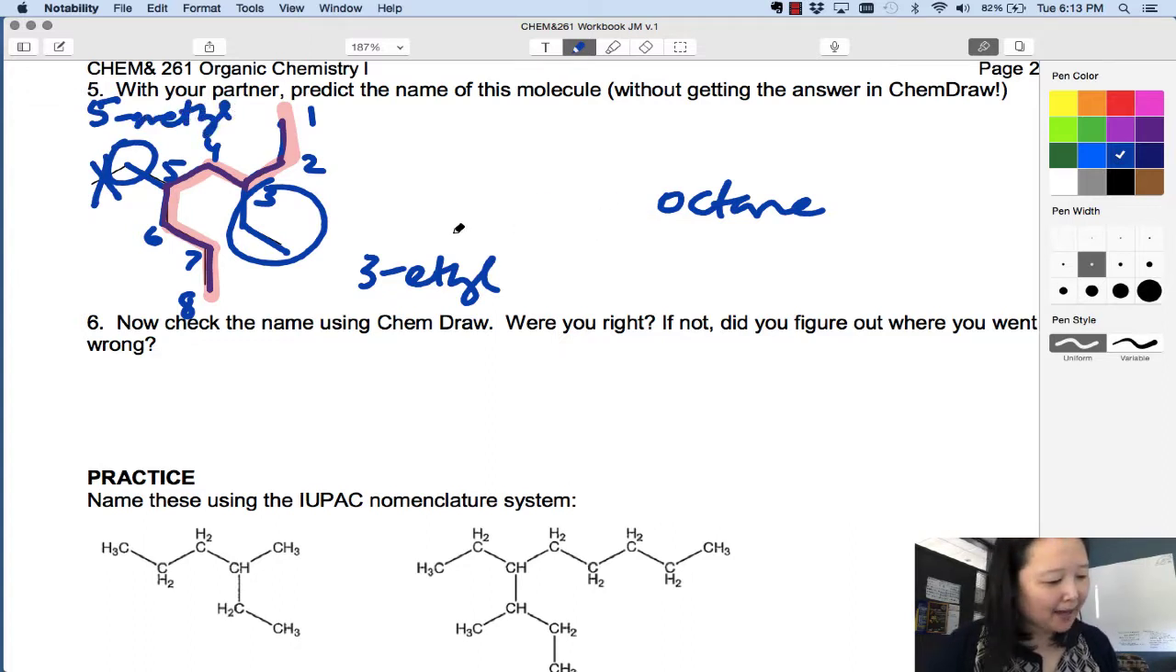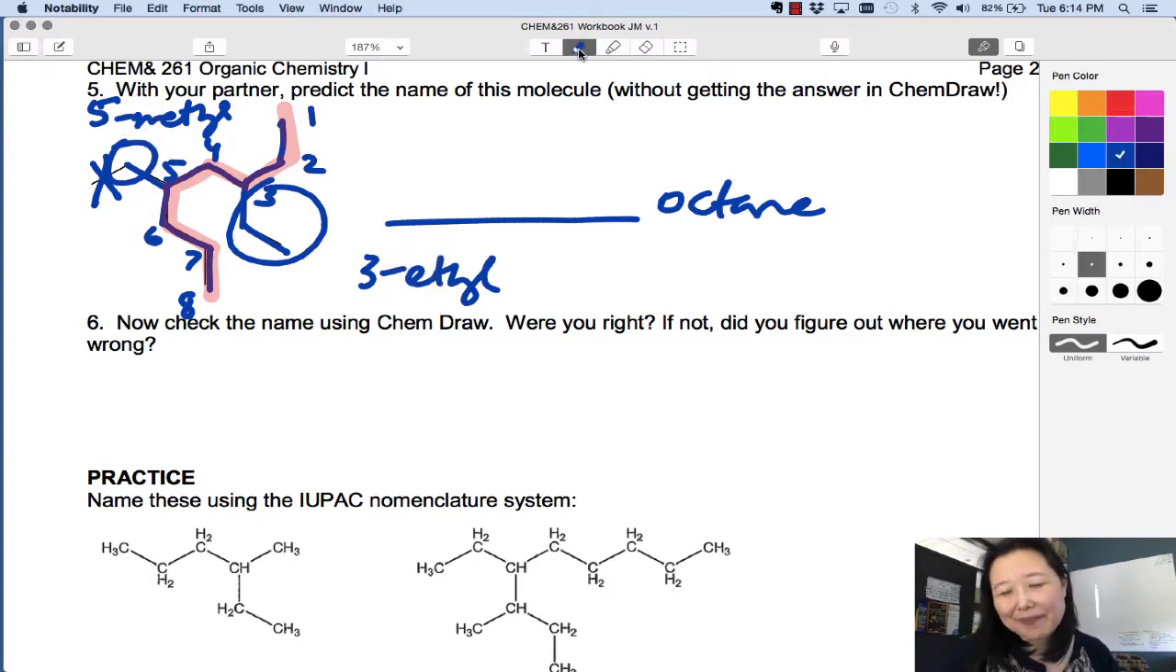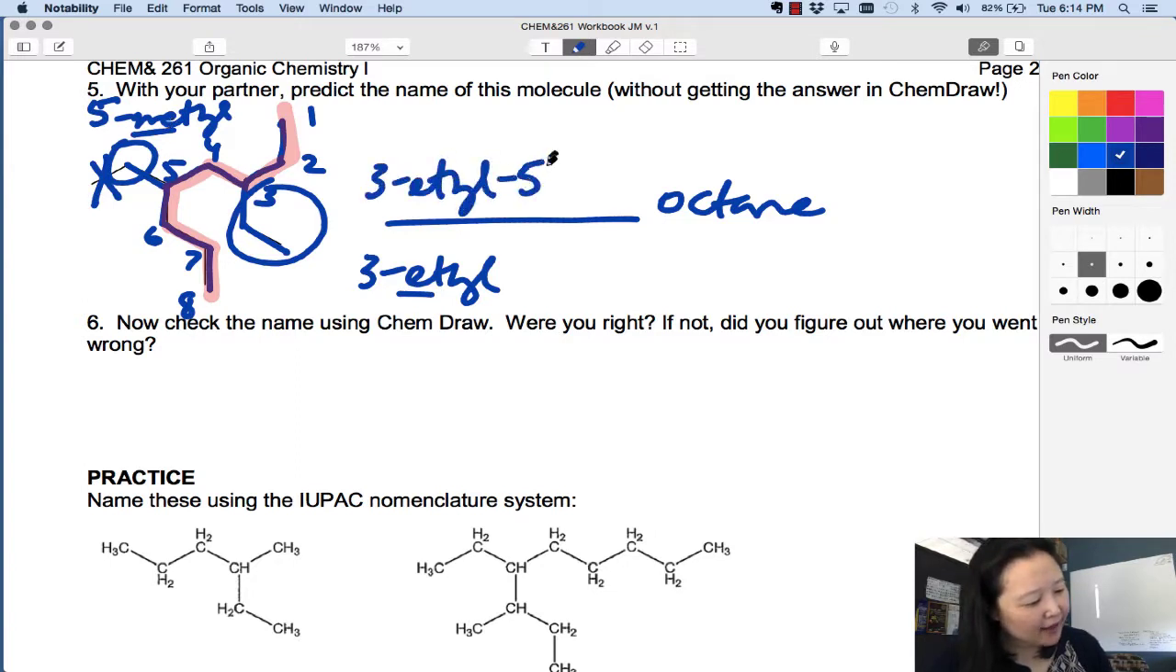In the name, I usually do the parent first and add the branches before it. We want to go by alphabet. In the name, it doesn't go by number, it goes by the alphabet of the groups. So I have an E versus an M: E for ethyl, M for methyl. We like to do this in alphabetical order. E comes before M, so I'm going to do 3-ethyl, dash, 5-methyloctane. So that's going to be the name of this molecule. We like to order these groups alphabetically, regardless of the number.